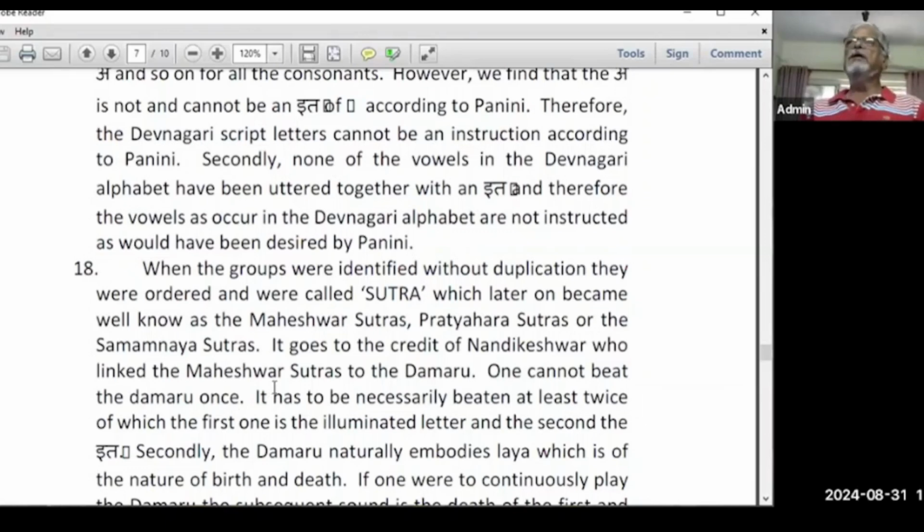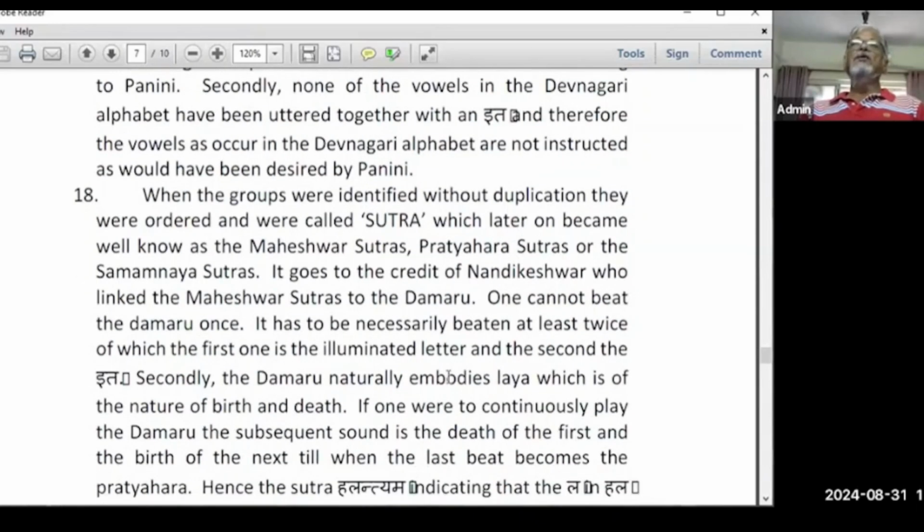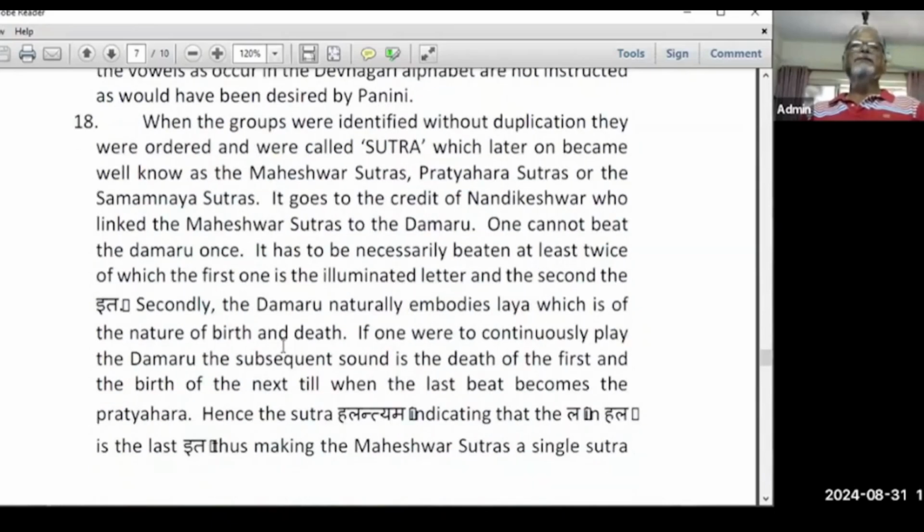Now here comes a very important point: why the it letter? One cannot beat the Damru once. It has to be necessarily beaten at least twice, of which the first one is the illuminated letter and the second the it. Secondly, the Damru naturally embodies Laya, which is of the nature of birth and death. If one were to continuously play the Damru, the subsequent sound is the death of the first and the birth of the next, till the last beat becomes the Pratyahara.